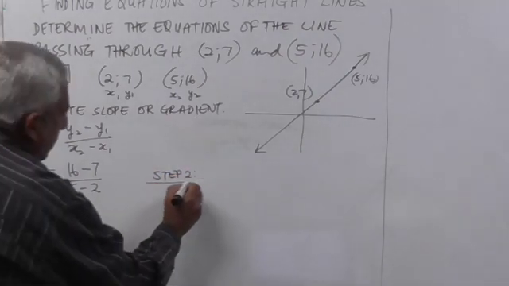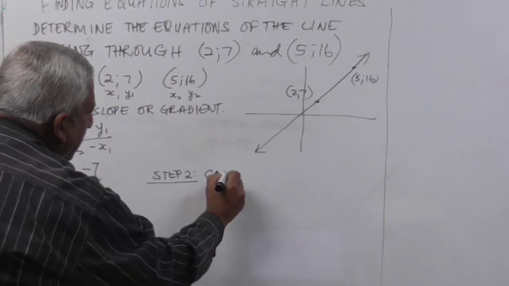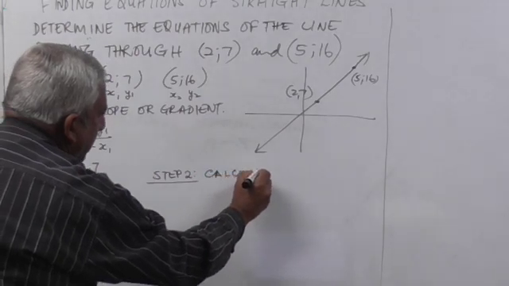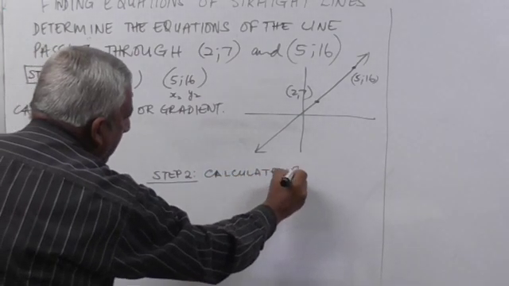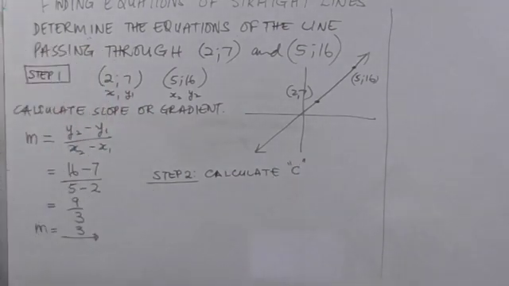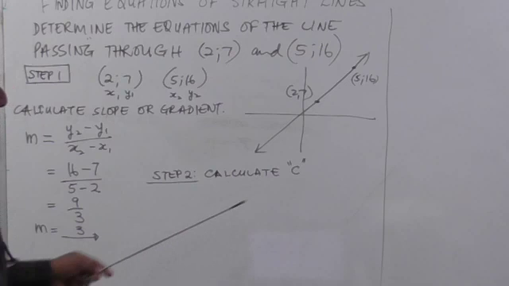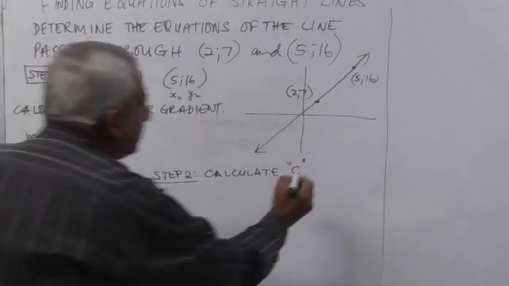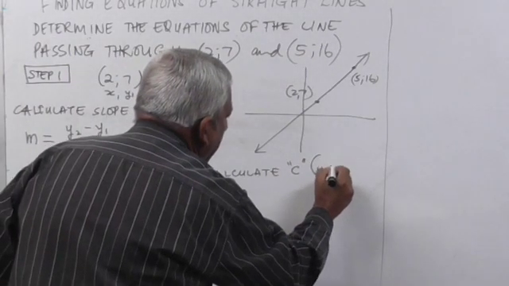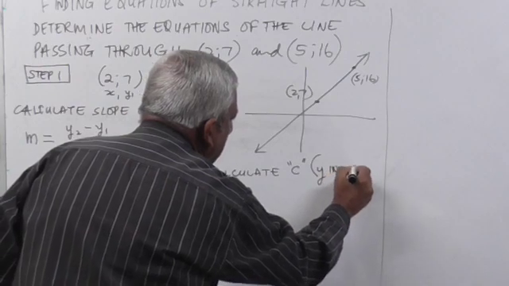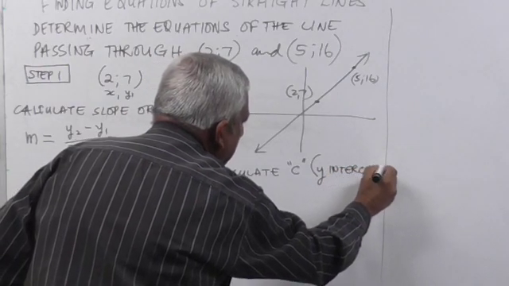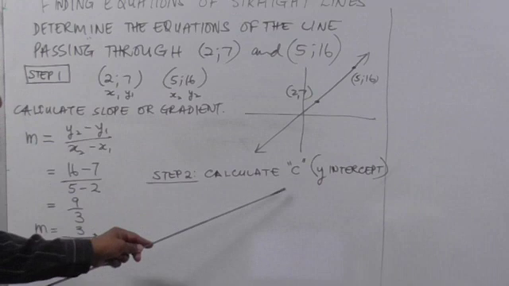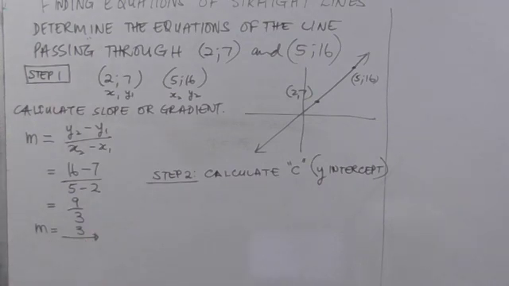Now in step 2, you want to calculate C. In other words, you want to calculate the y-intercept. C is the y-intercept. You want to calculate C. Now, in order to do that, you must do the following.